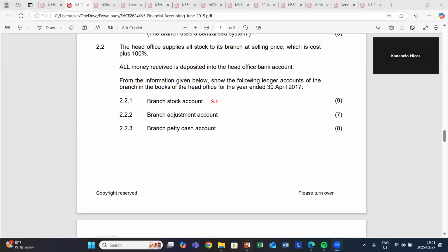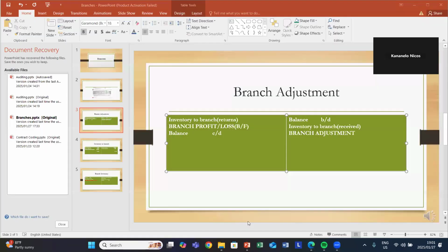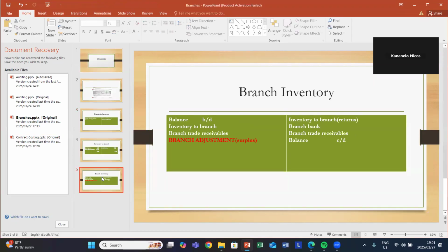In the first T-account, we're supposed to be dealing with the branch stock account, and the second one, branch adjustment. The first thing that is paramount for you to know is your structures. The first thing that you're supposed to draw is your structure, which we have dealt with before. Currently, we'll just be dealing with the practical session, so let's check our question paper.